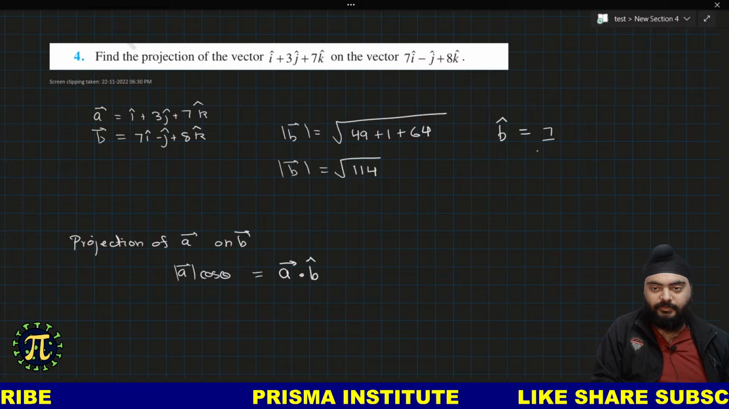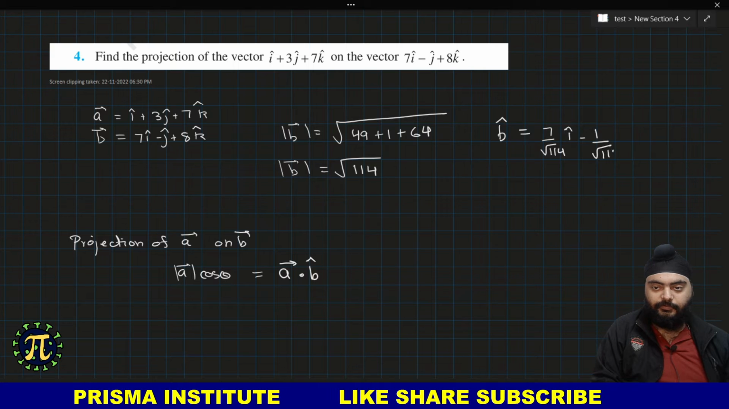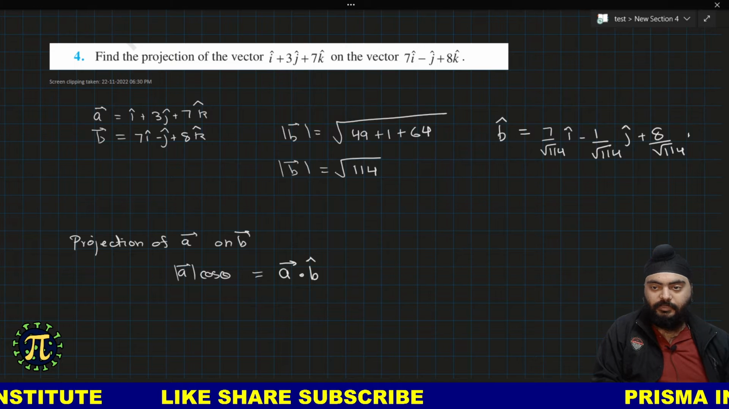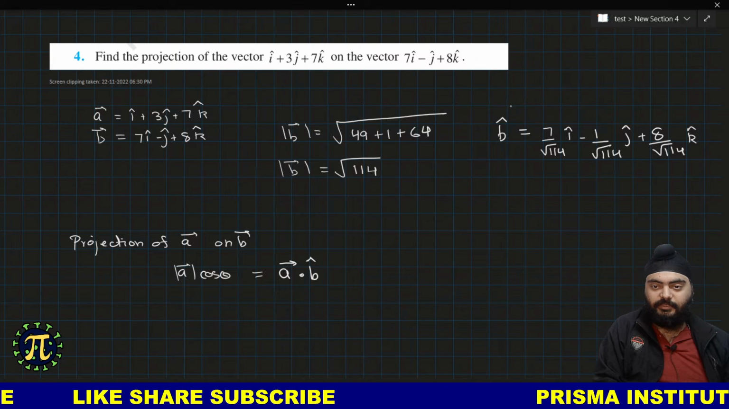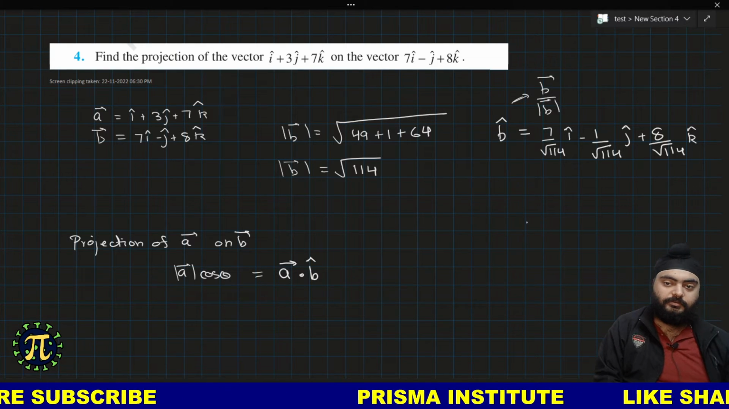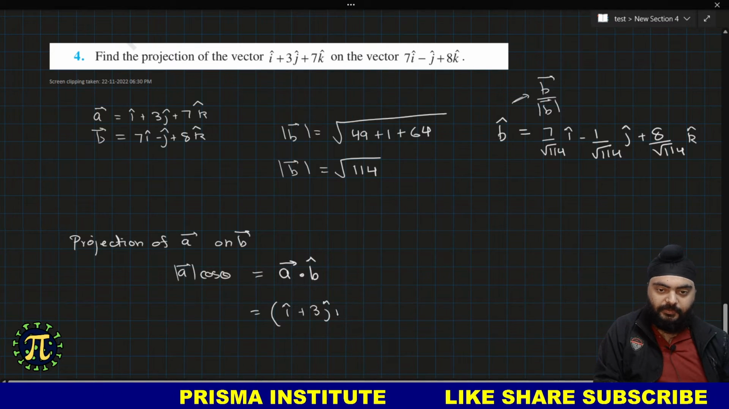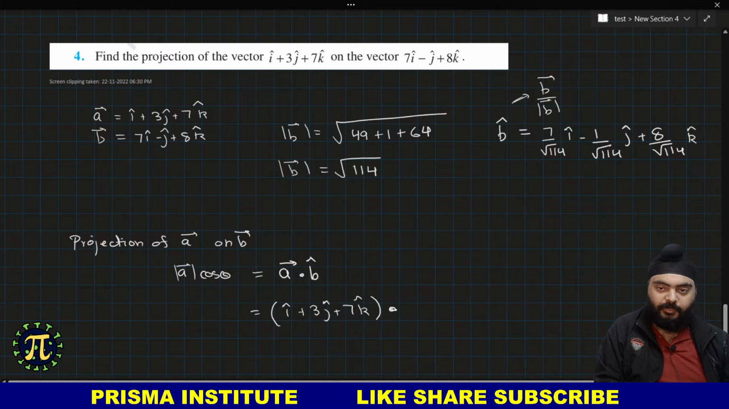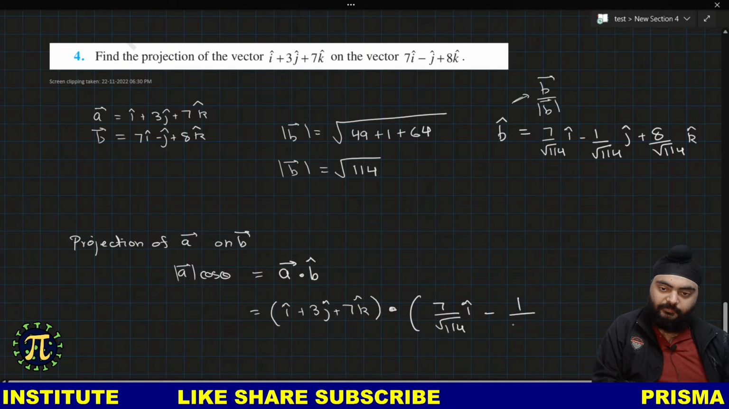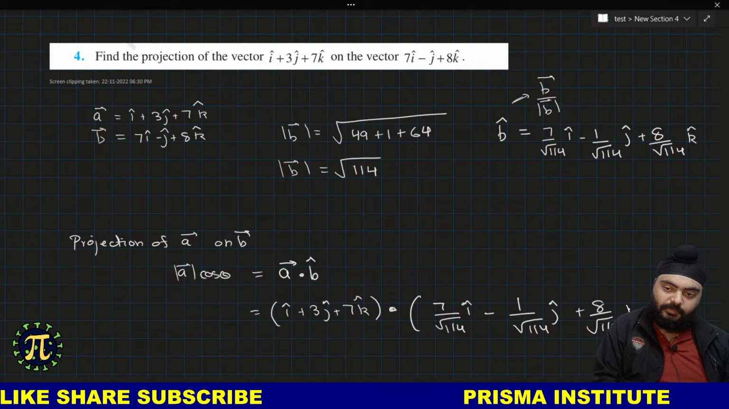So 7 by root 114 i cap minus 1 by root 114 j cap plus 8 divided by root 114 k cap. I've used the formula that b cap is nothing but b vector divided by the magnitude of b. Let's find this result now. A vector, which is i cap plus 3j cap plus 7k cap, I have to take the dot product with 7 by root 114 i cap minus 1 by root 114 j cap plus 8 by root 114 k cap.